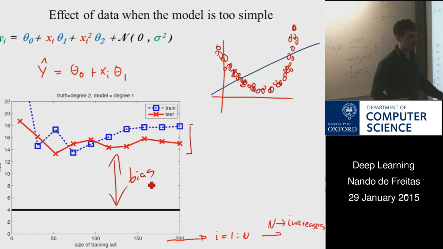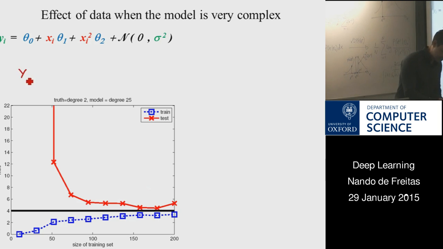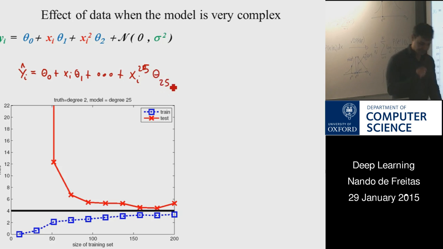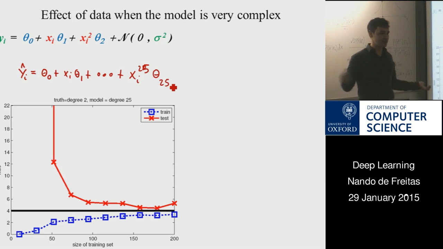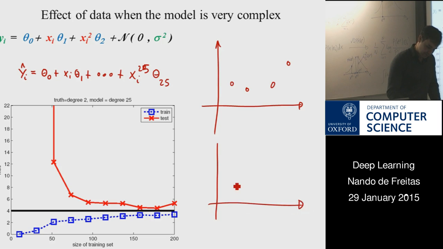Now, there is a case for big data, though. And that happens when I use a very large polynomial. So let's assume that I'm going to use theta naught plus xi theta 1 plus a bunch of more terms all the way up to xi to the 25 times theta 25. Okay, so I use now a very large degree polynomial. Let's see what happens. If you have only a few points, let's look at this case first.